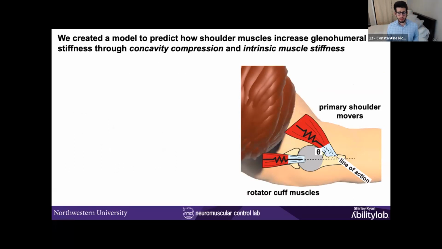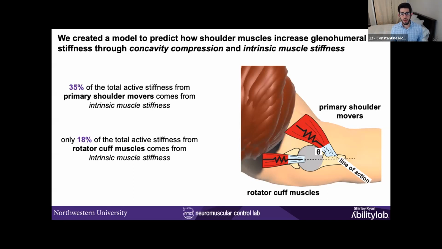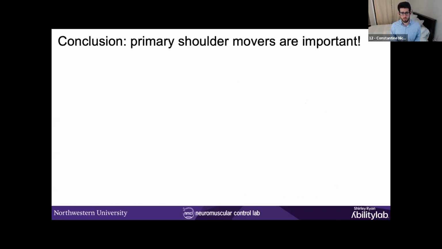So we developed a biomechanical model to predict how shoulder muscles increase glenohumeral stiffness through concavity compression and intrinsic muscle stiffness. I'm not going to go into the details of the model today, but our model predicted that 35% of the total active stiffness from primary shoulder movers comes from intrinsic muscle stiffness, whereas only 18% of the stiffness provided by rotator cuff muscles comes from the intrinsic muscle stiffness. So both groups stabilize predominantly still through concavity compression, but intrinsic muscle stiffness acts as this bonus on top of what is provided by concavity compression, especially in these primary shoulder movers.